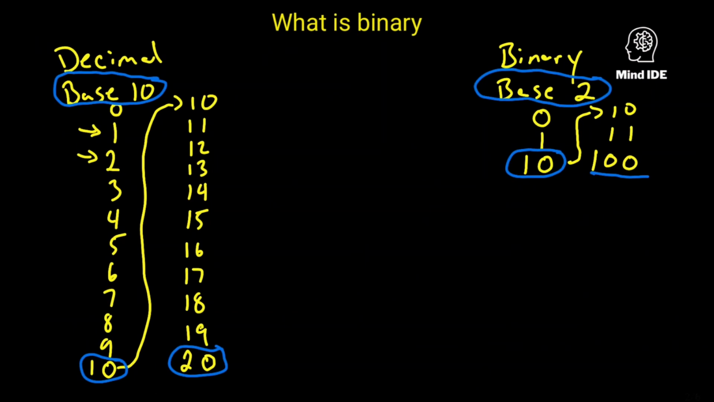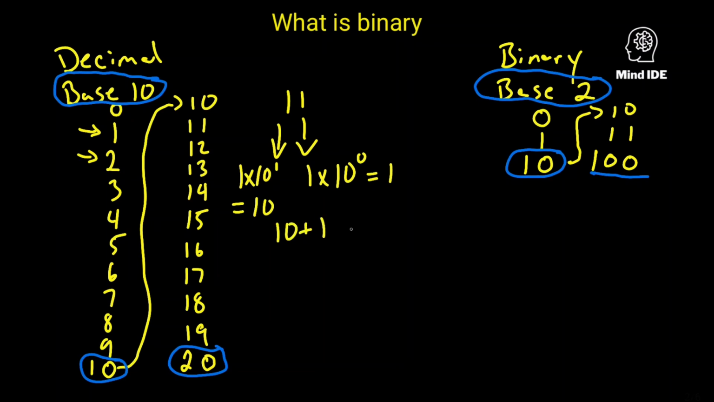This was base 10. So all we have to do here is, say you have 1, 1. This would be 1 times 10 to the 0, which is 1. This is 1 times 10 to the 1, which is 10. So then you would have 10 plus 1 is 11. So that's if you're doing it in decimal.